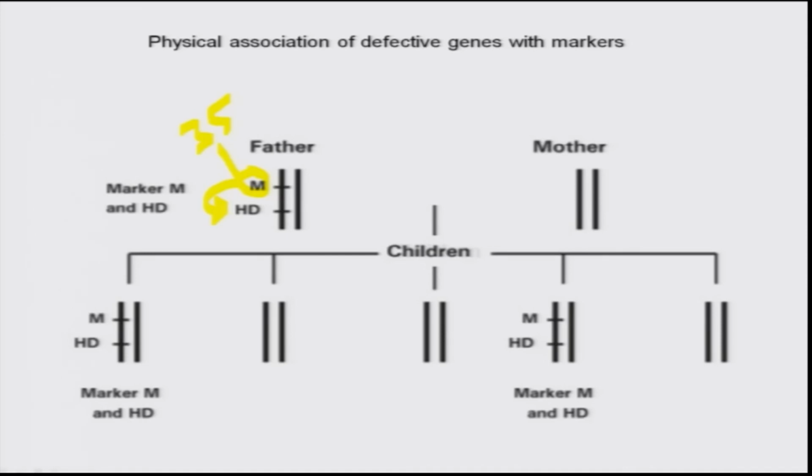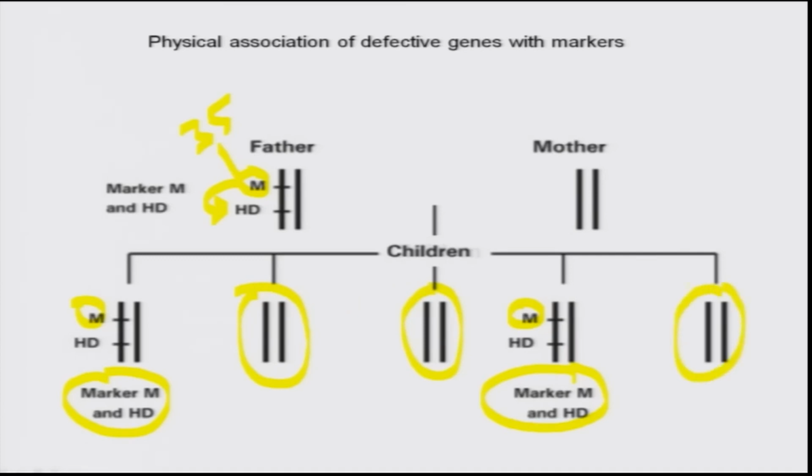They will not be separated by a recombination. Therefore, whenever you see that an individual is affected, you will have that marker. You can see affected and the marker is present. In those individuals who are not affected, this particular allele of a given marker is not present. So, that is what you do.